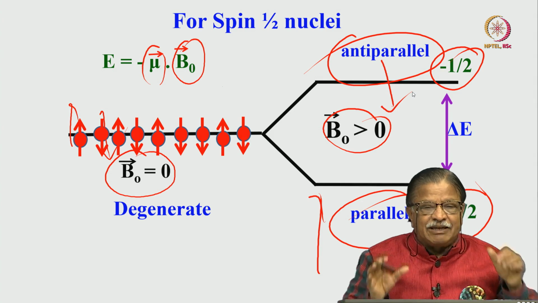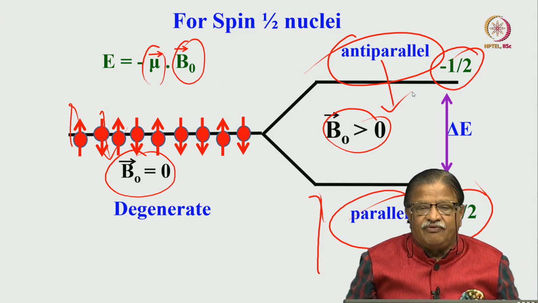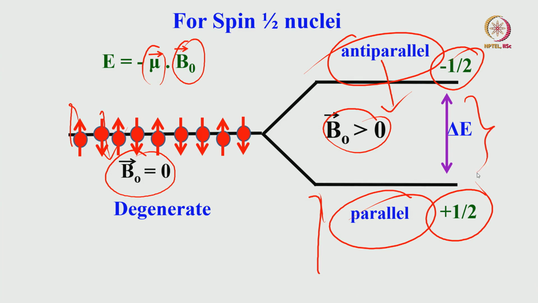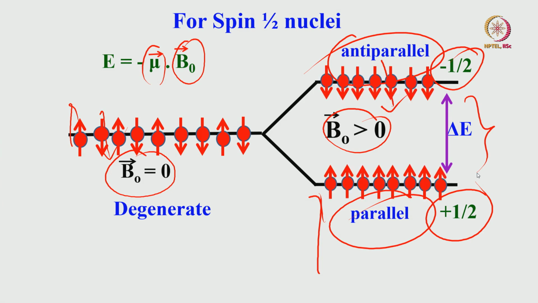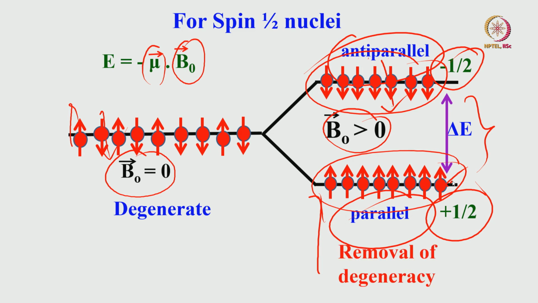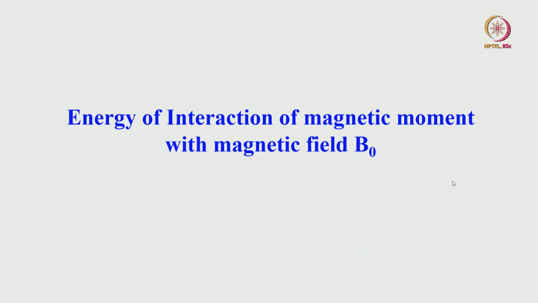And when there is a separation of the energy, you can find out what is the energy difference. When the energy states are separated, you can find out what is delta E. And as I told you, there are more spins in the direction of the field than in the direction opposite to the field. There is a small excess population of the nuclear spins in the state alpha equal to plus half, and this is called a removal of degeneracy.